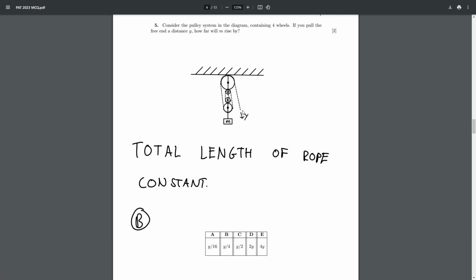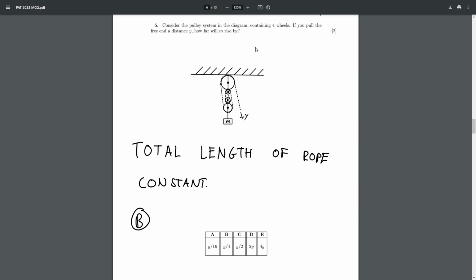So if we pull the free-ended distance y, then if we notice that there's four pulleys, we can say that the section of rope, so this section of rope, this section of rope, this section of rope, and this section of rope, the four sections of rope associated with each pulley will have to move a distance y total. And because they're all identical in every single way, their mass per unit length, their tension, they're all going to move the same length, which means they'll each move y over 4, which means mass m is going to be lifted vertically up by y over 4.